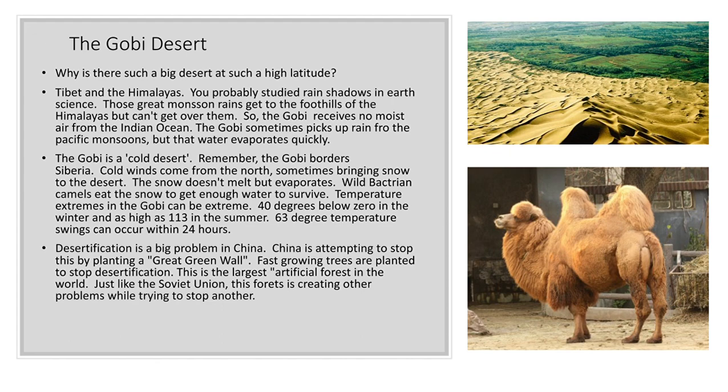There is snow. It can snow in the Gobi Desert because these rough winds come down from Siberia. Remember, the Gobi borders Siberia. These rough winds come down from Siberia, and it actually causes snow. Now, there are camels in the Gobi Desert, just like we saw in the Sahara, but that's a picture of one. That's the Bactrian camel.